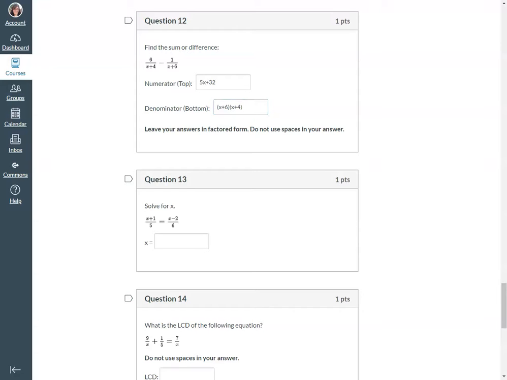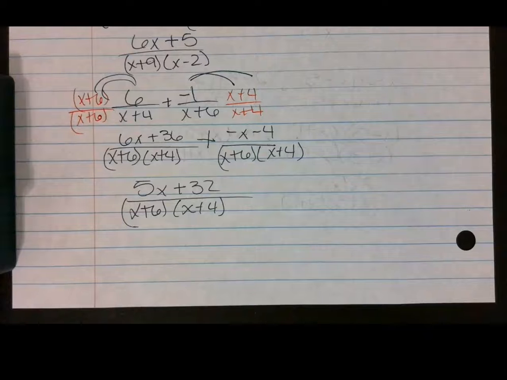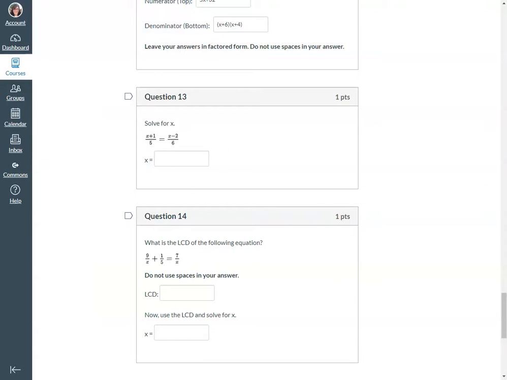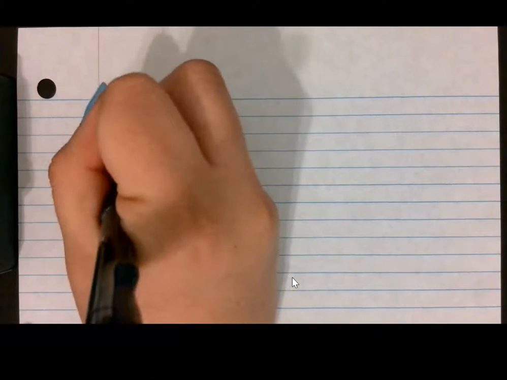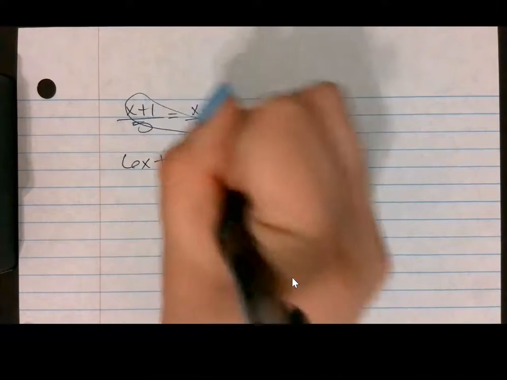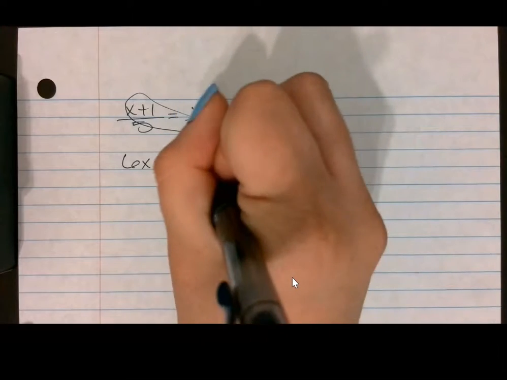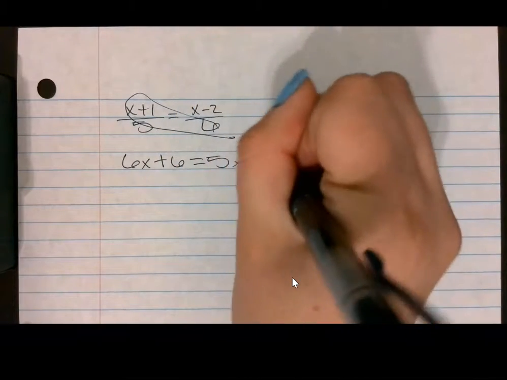Okay. On number 13, what I want to do is cross multiply on this. So I am going to go back to my paper. I'm actually going to start a new paper. And I forgot to copy my problem. Let's go back. I have x plus 1 over 5 equals x minus 2 over 6. So I cross multiply. So I have 6 times x, which is 6x, 6 times 1, which is 6. 5 times x is 5x. 5 times negative 2 is negative 10.